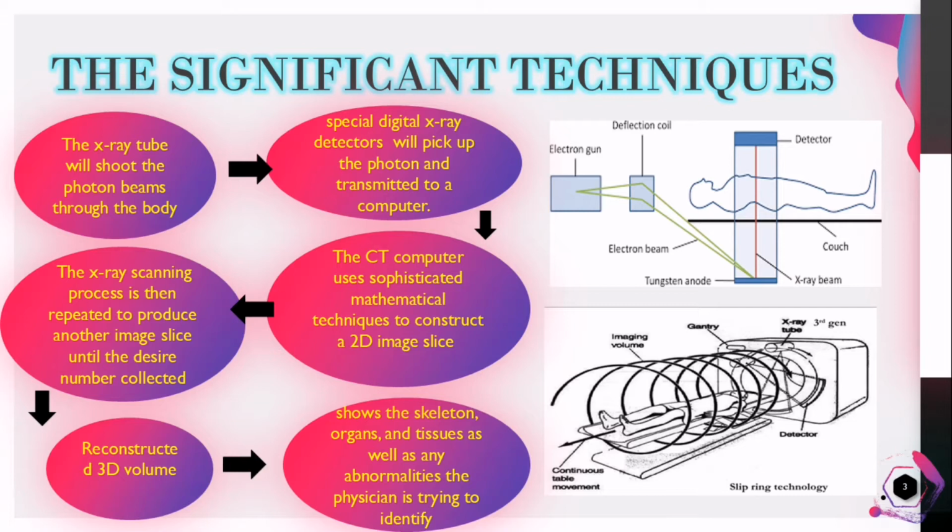Okay, let's go through. Next are the significant techniques, or how it works. First, the X-ray tube shoots photon beams through the body. Then the special digital X-ray detector picks up the photon beams and transmits them to a computer. The CT computer uses a sophisticated mathematical technique to construct a 2D image slice. Then this process is repeated until the desired number of slices is collected.